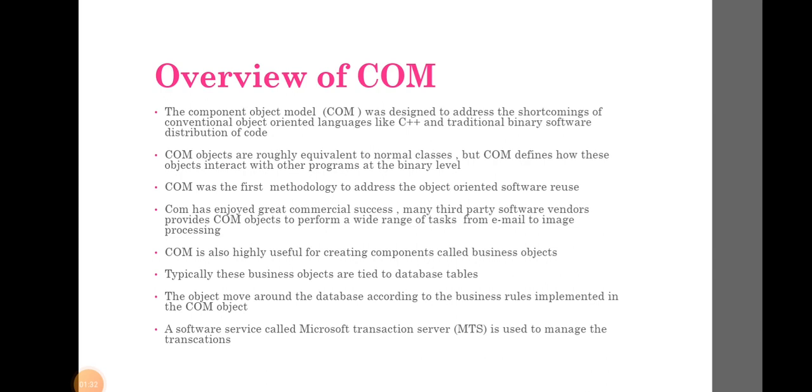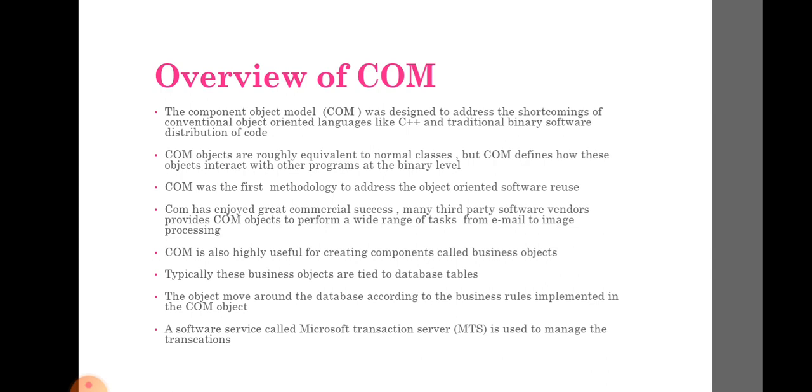COM stands for Component Object Model. Why was it designed? It was designed to address the shortcomings of conventional object-oriented programming languages like C++ and traditional binary software distribution of code. That is, there are some drawbacks in developing applications using object-oriented programming languages like C++. To overcome those problems, we shift to the Component Object Model. Also, it is very helpful for developing applications using the .NET framework.